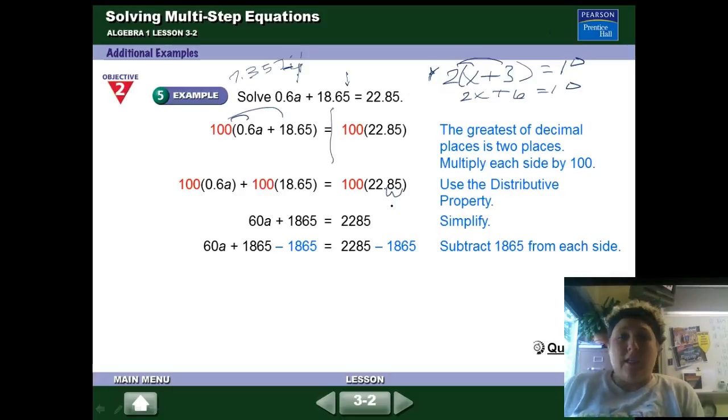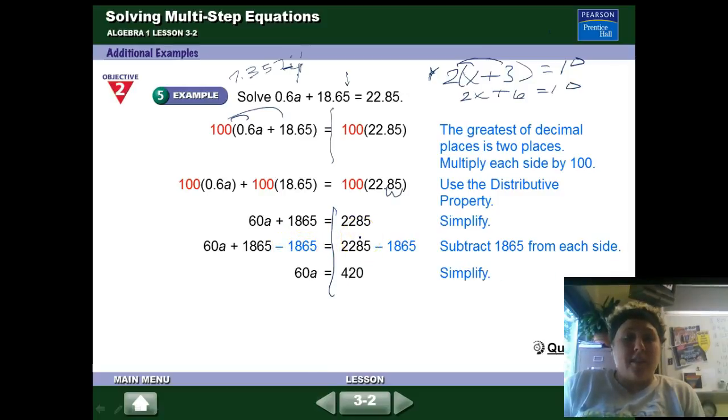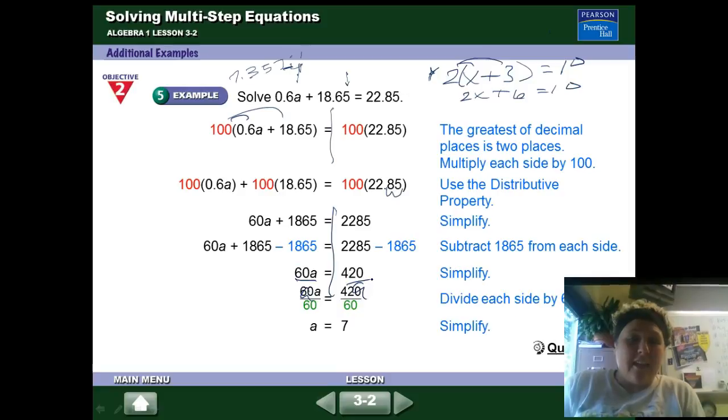But now we need to subtract 1865 from both sides. That leaves you 60a. This is multiplying, so what are we going to do? We're going to divide by 60, and you're going to find out that a equals 7. And there's your answer. And you can kick it back in to check. That is all for today.